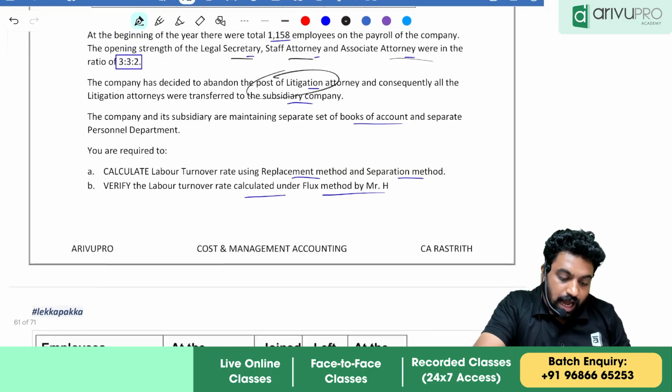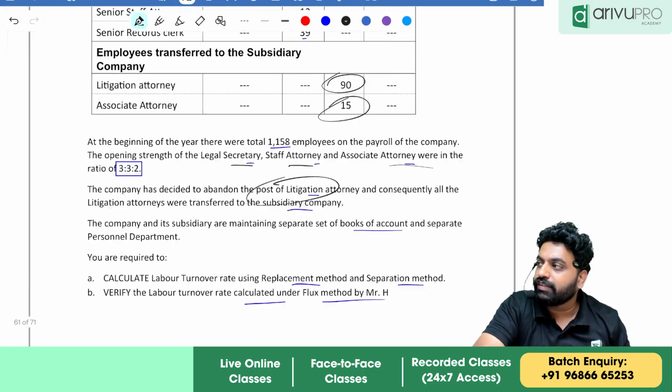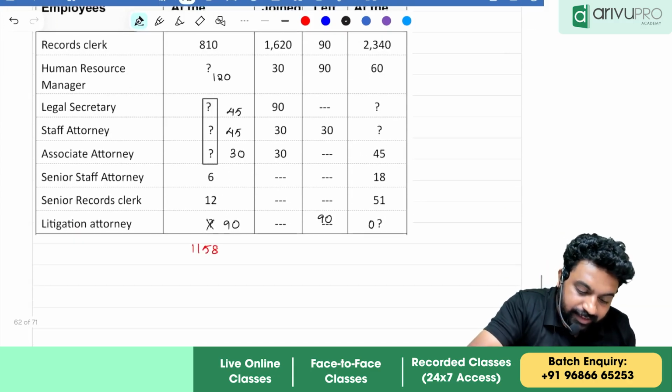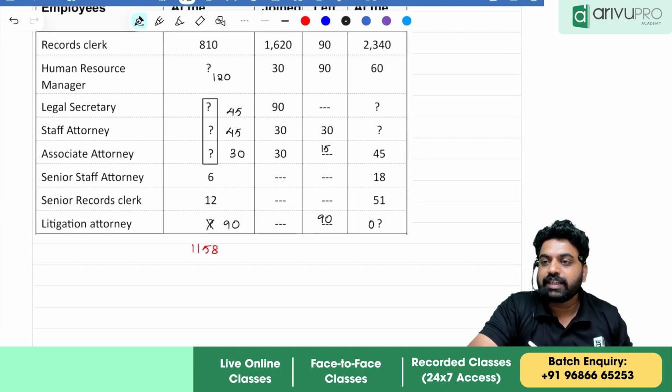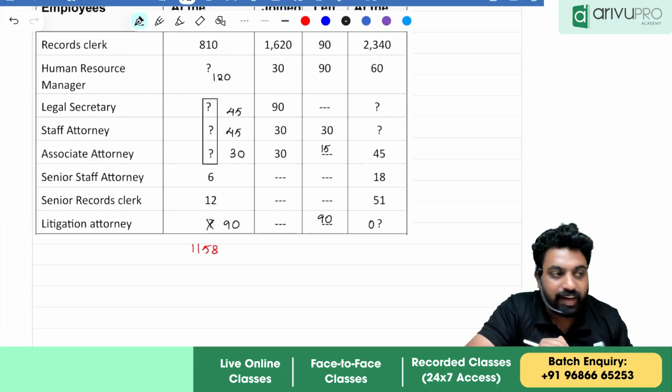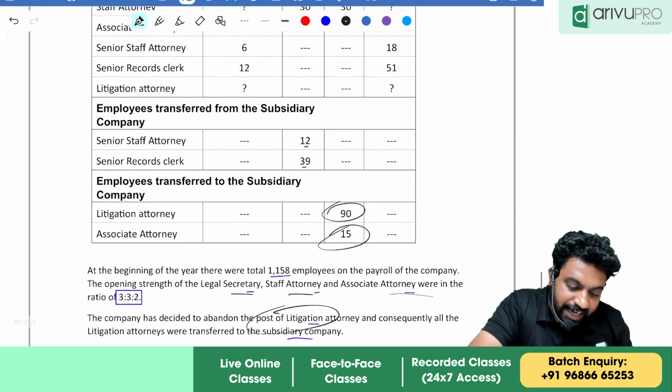Now, how many employees have we transferred to the next one? Associate attorney, we transferred 15. That I am going to take in the separation. 30 plus 30 minus 15, 45. Done? Okay. Next. How many came in?